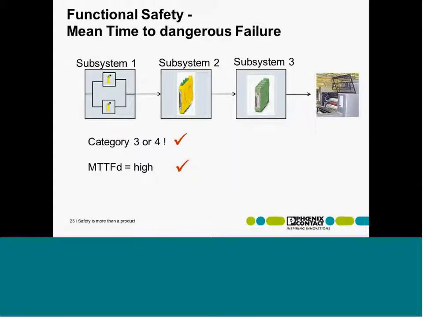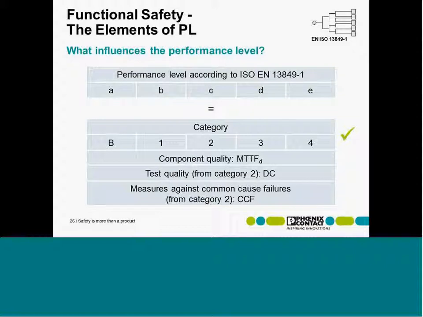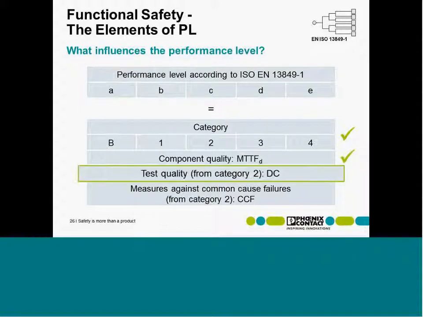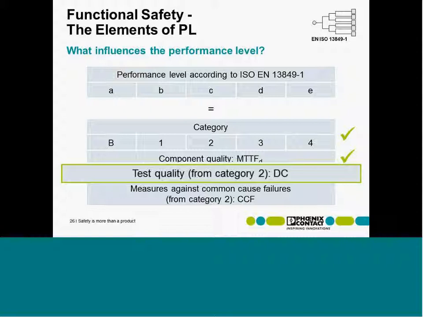So we will get information from the manufacturer of the interlock switch that the MTTF of the switch is high. Then we have a third parameter to be evaluated, which is called the diagnostic quality. That applies for the category 2, 3, and 4 structures.